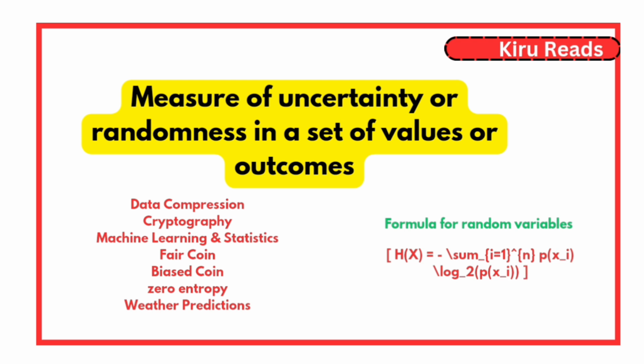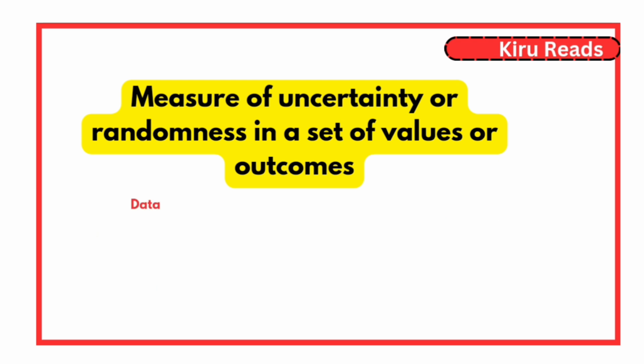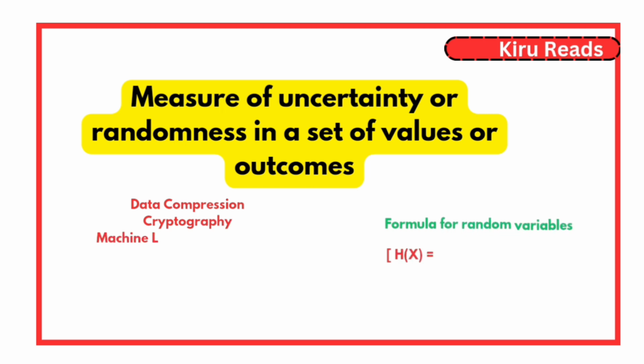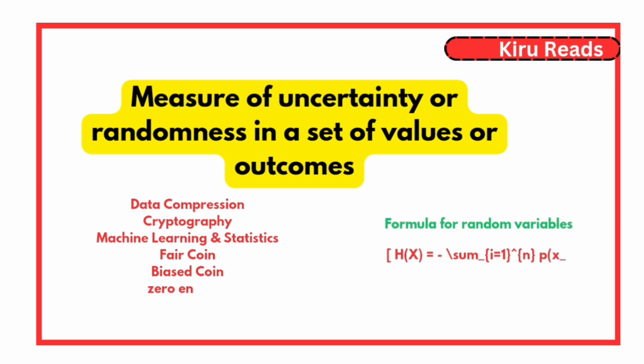So why is it useful? First, data compression. When we send or store data, we want to use as little space as possible. Shannon entropy helps us determine the minimum number of bits needed to represent that data efficiently. For instance, if you have a long string of text, understanding its entropy can guide you in compressing it without losing any information.